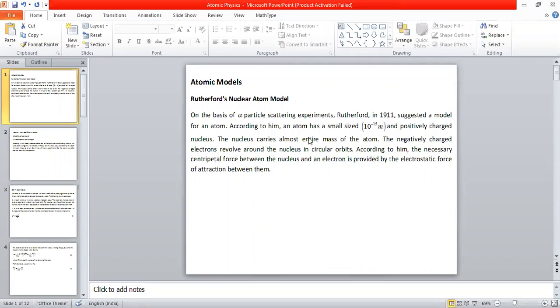Yes, sir. So it's a very simple model. He says each and every atom consists of a positively charged, small-sized, massive nucleus, the core part. And the negatively charged electrons would not be inside the nucleus, but instead they would be revolving.